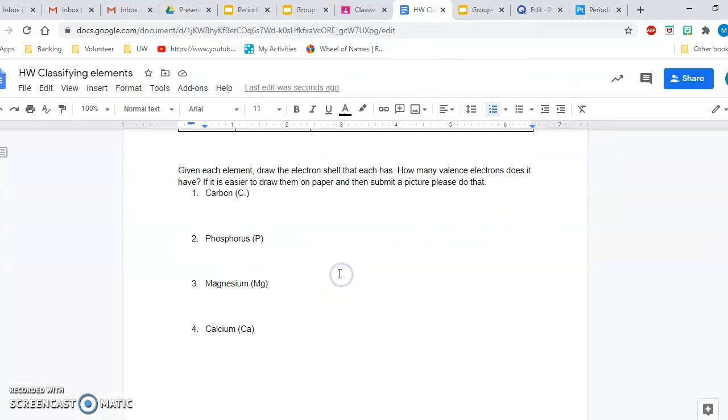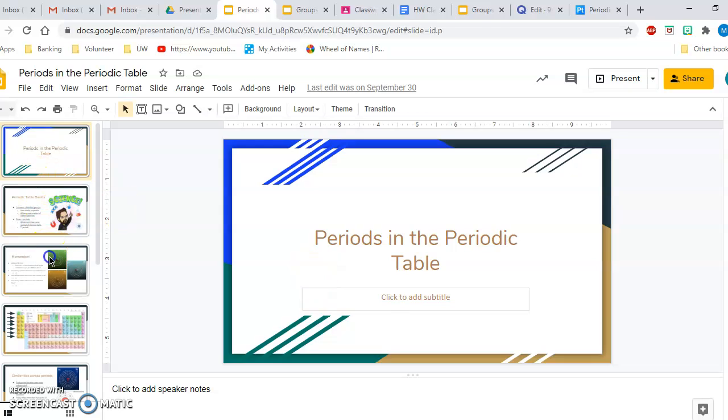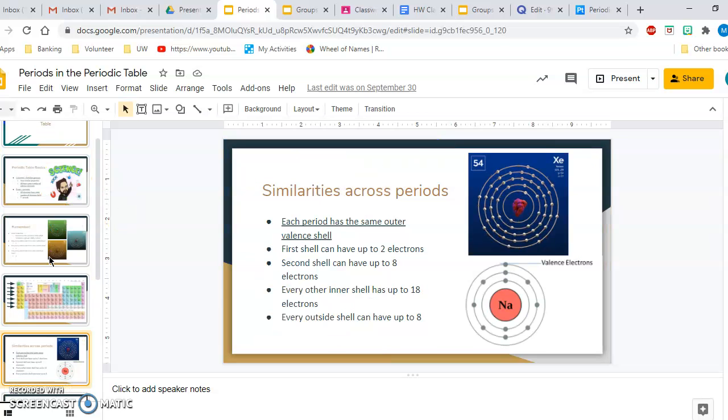And then this bottom part of it, I want you to be able to draw our different shells. We learned about this when we learned about our periods and how to draw them. We had lots of examples of having 2 electrons in our first shell, then 8 electrons in our second, and then 8 in the next.